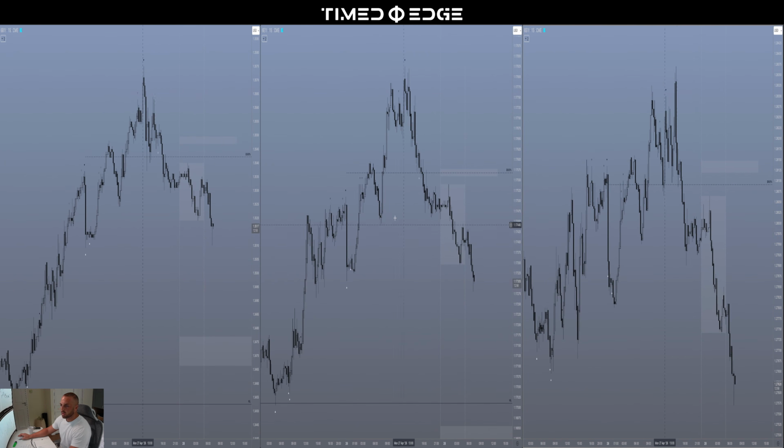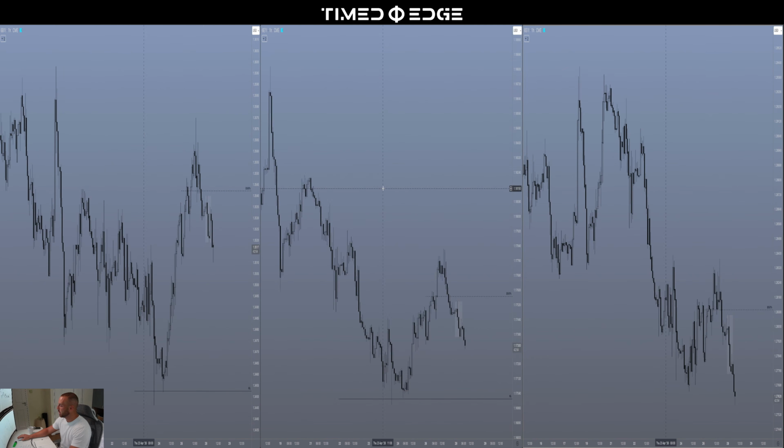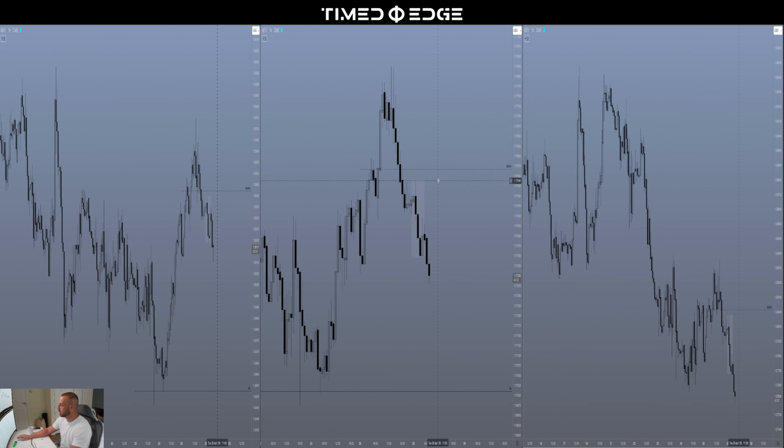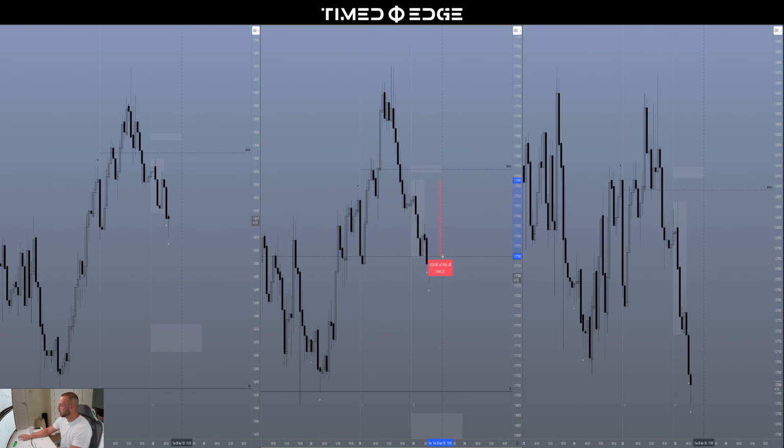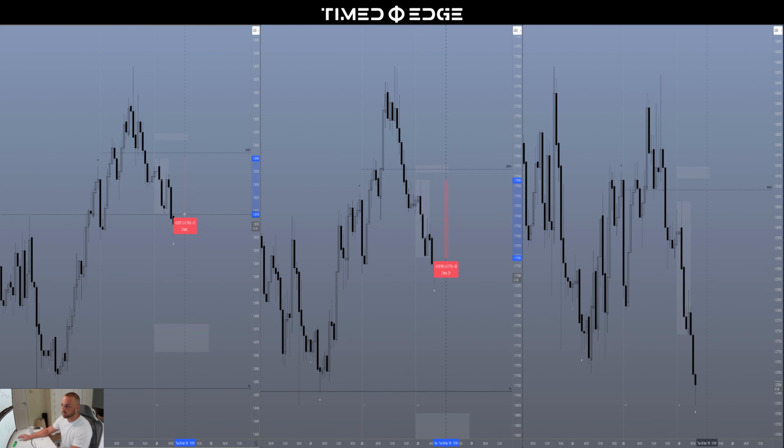Okay, Asia's marked. I'll go back out to the hourly. Let's just see what Asia's done, see if we can profile the day ahead. Right, 39. So we're under 40. So that for me is Asia ranged. I'm taking some liquidity there as well. Okay, so Asia's ranged.